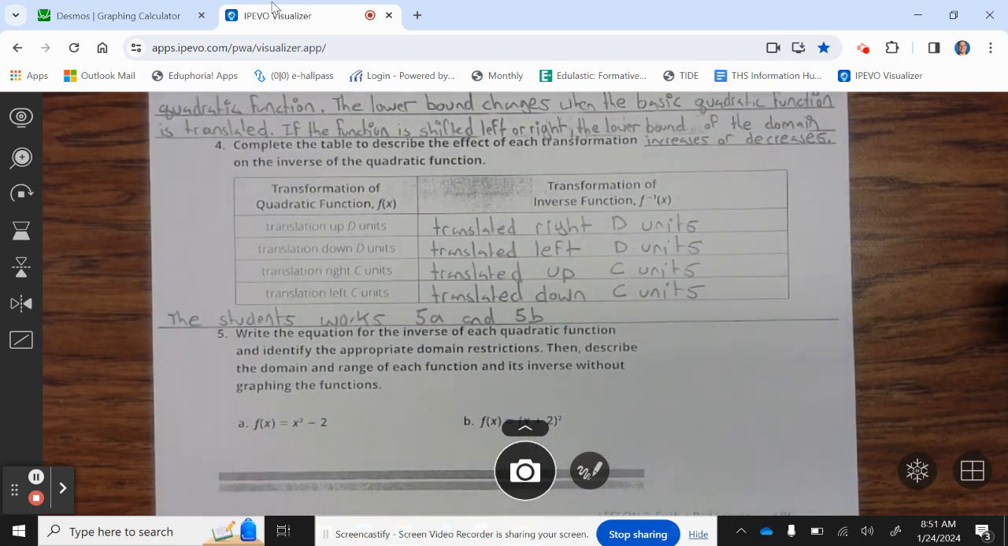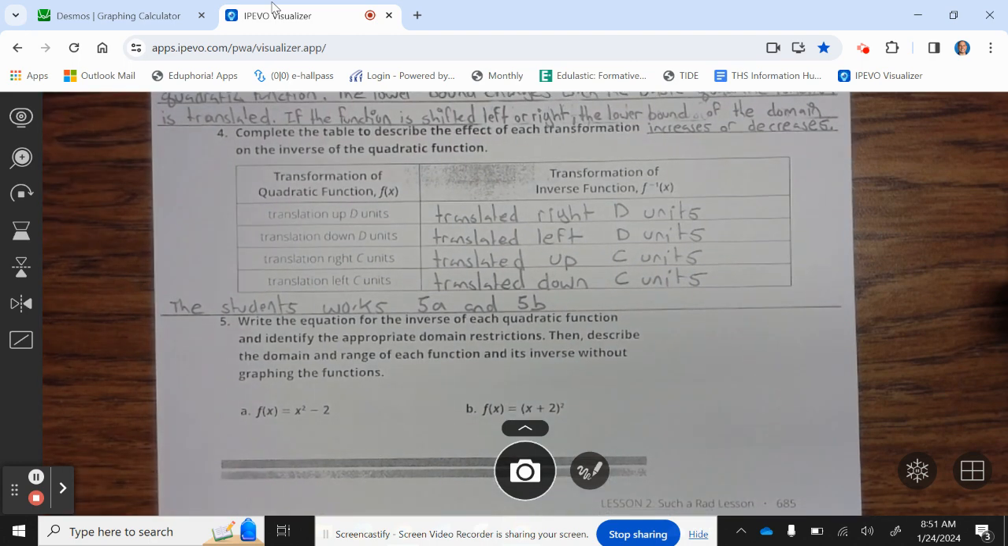4. Complete the table to describe the effects of each transformation on the inverse of the quadratic function. When quadratic function f of x is translated up d units, the inverse is translated right d units. When it's translated down d units, the inverse is translated left d units. When it's translated right c units, the inverse is translated up c units. And when it's translated left c units, the inverse is translated down c units for the inverse function f inverse of x. The student works 5a and 5b.